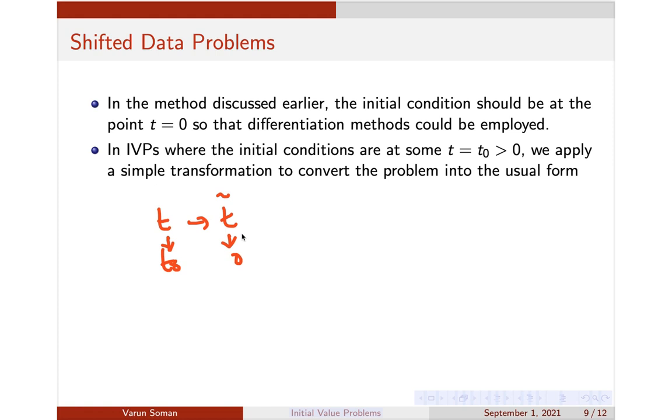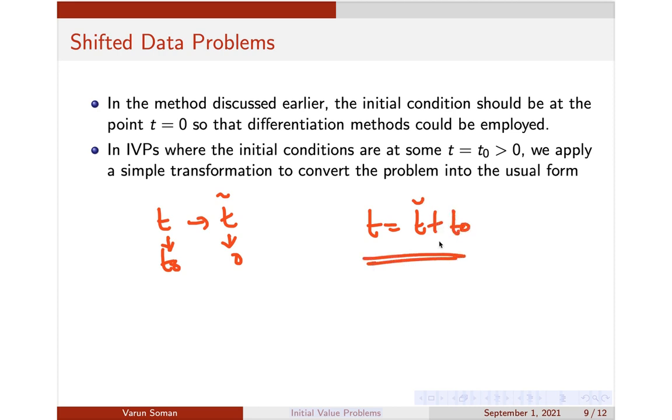So I'll convert the problem in terms of t to a problem in terms of t tilde, so that when the initial point is different from 0, t tilde will be exactly 0, and now the problem will reduce to the original type, and then we will solve it. Just like our Cauchy-Euler equation problems, we'll transform the equation. How will you transform it? It's a very simple thing. I'll just substitute t is equal to t tilde plus t naught.